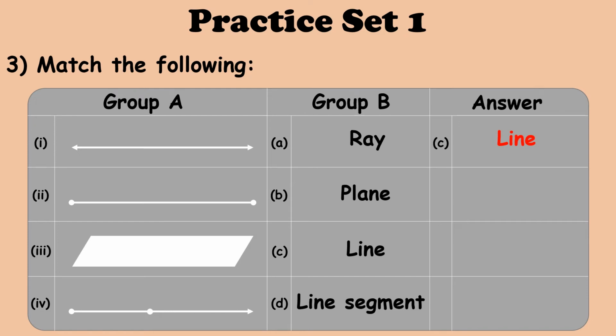The second figure is of a segment. It can be also written as line segment. So the second answer is D, that is line segment. The third figure is of a plane. So the answer is B, which is plane. And the fourth and the last one is a ray. So the fourth answer is A, that is ray.